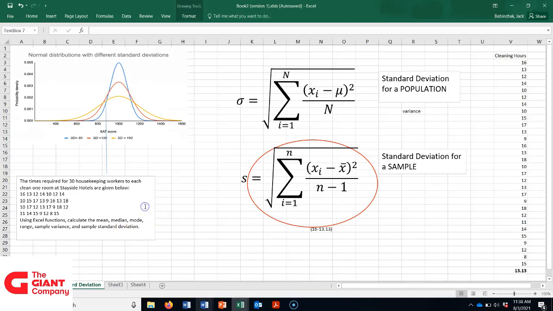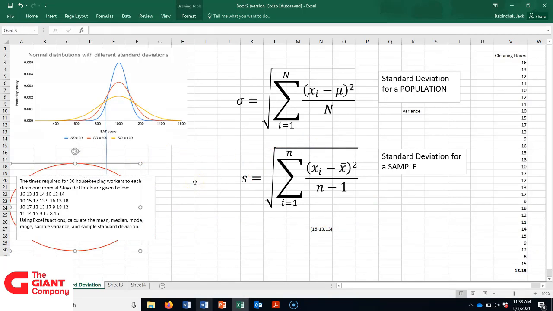Okay, so here's the problem we're working with over here. The times required for 30 housekeeping workers to each clean one room at Stayside hotels are given below. So there's 30 workers, which means we have 30 observations, and the time, I don't know if that's in minutes or hours. I hope it's in minutes and not hours, but it's the time it takes for each housekeeper to clean one of the rooms. Let's say it's in minutes just to make it seem not so crazy. So 16 minutes, 13 minutes, 12 minutes, all the minutes.